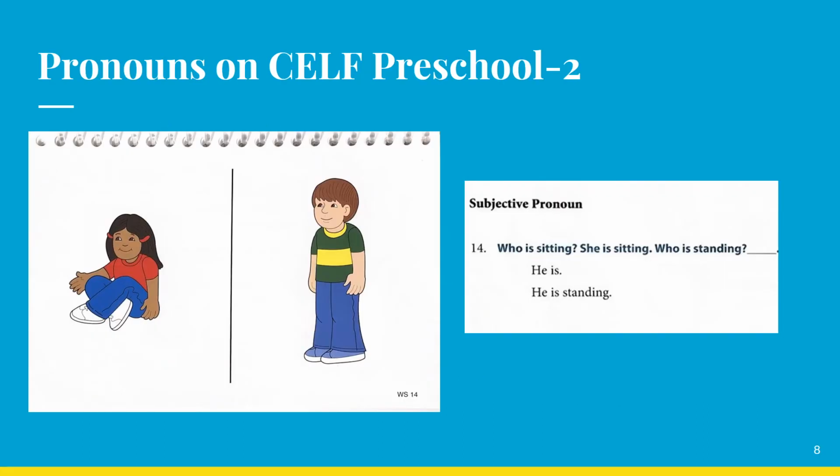On the left side of the screen is the plate that the child would see from the examiner, and on the right side is the accepted responses that the examiner is looking for. Right next to the number is what the examiner asked the child. So the examiner would point at each picture. For the girl, she'd say, "Who is sitting?" "She is sitting." Then the examiner would point to the boy and say, "Who is standing?" And the expected response would be, "He is" or "He is standing."